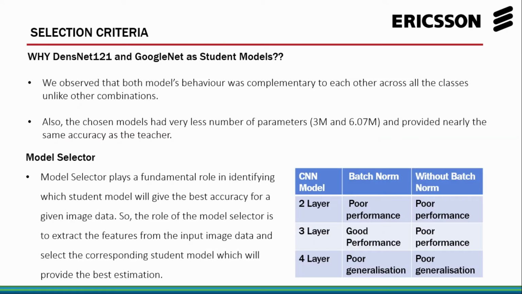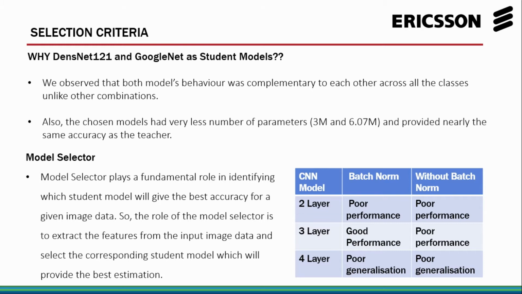An interesting question might occur, which was also asked by the organizers: why did we choose the models that we chose? What is the reason behind selecting these models? ResNet 50, which is the teacher model, was given by the competition organizers, so we chose that. And for the student models, we chose DenseNet 121 and GoogleNet.